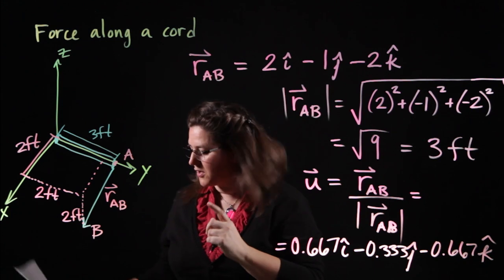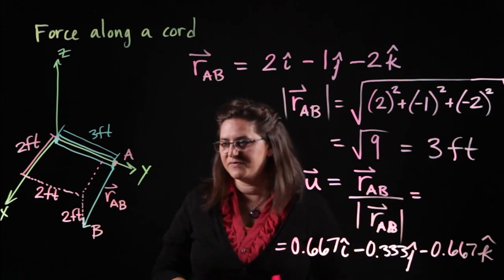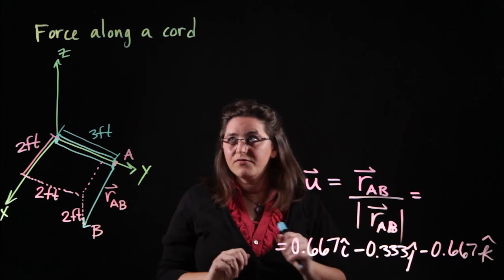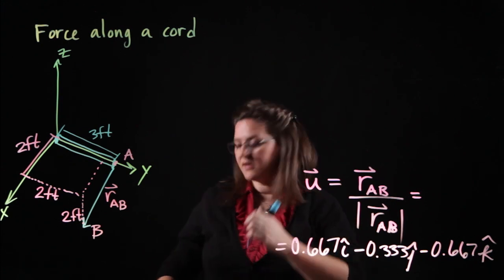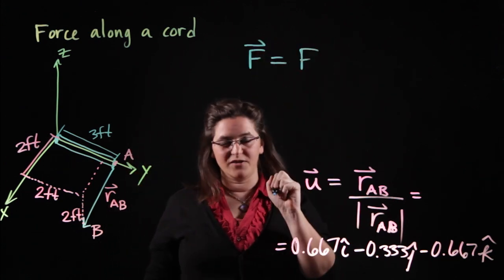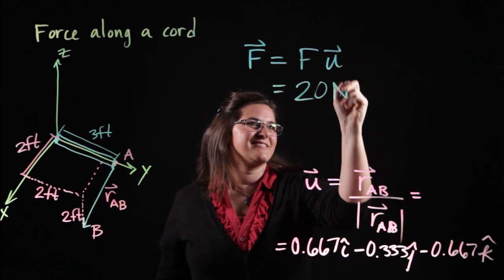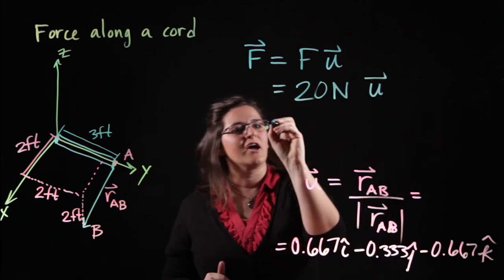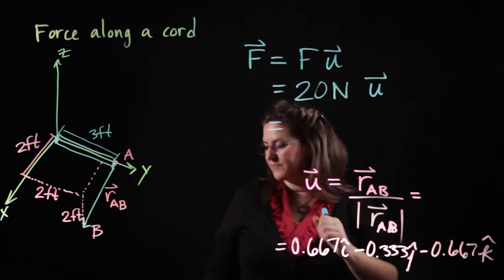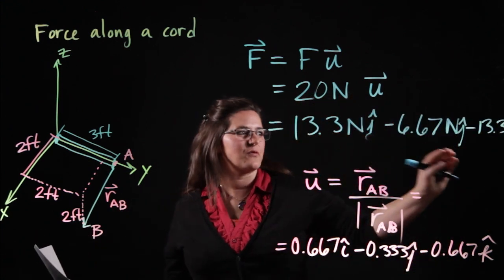There's one final step. We've got to find the force that cord can withstand in this direction. Now let's find the force in the direction of this unit vector if the cord can withstand 20 newtons. That means the force is equal to the force that it can withstand times the unit vector. Yep, that's the equation. 20 newtons. And what you'll get when you calculate this out, basically it's going to be 20 times each of the components. So now I've got the force along a cord.